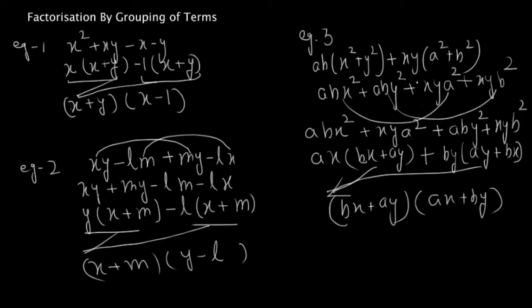So as you can see, the difficulty level has increased from the simplest to a medium, and then here we had to first expand and then factorize by rewriting the terms. So this is the factorization by regrouping or grouping of terms.